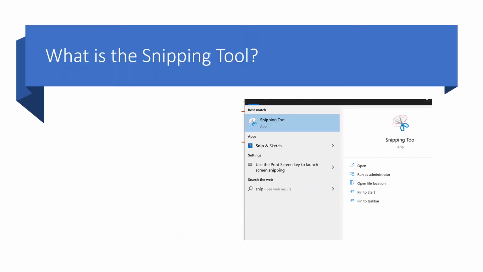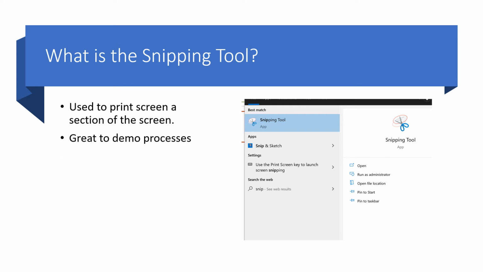So what is the Snipping tool? It's a great little tool that you can use to print a screen or a section of the screen. It's good for demoing processes and it's great for written guides and tutorials. You can also use the pen to sketch on your snip if you have a surface and a pen.